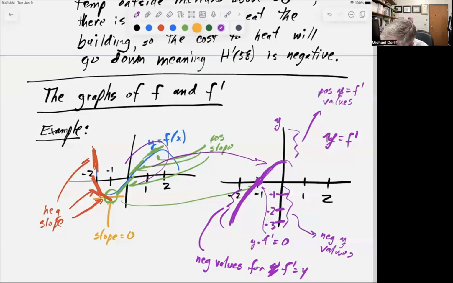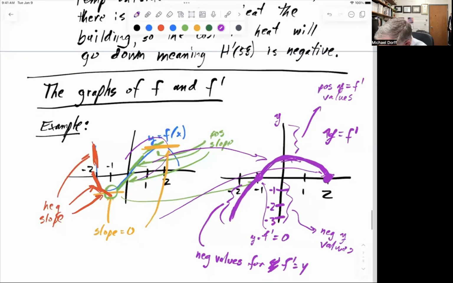And I notice when I get to the point right here, which is about x equals 2 for the original curve, that has a 0 slope. So over here on my derivative one, I'm going to have a 0 here. And I'm going to fill in my green ones and make it look something like this. Positive values here for the purple one, because when I look at the blue curve and the green tangent lines, they have positive slopes. So these purple ones should be positive.